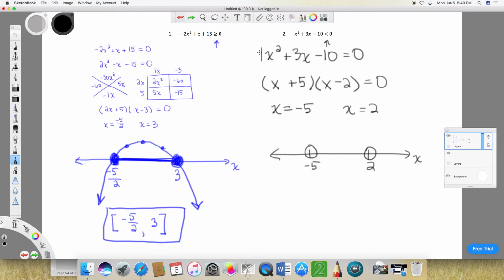This time the parabola, since the leading coefficient is positive, is opening upward. But this time I'm interested in the portion of the parabola that's below the x-axis. It says less than 0, so I'm interested in the x coordinates of all of these points that are below the x-axis, and that's strictly between them. So my solution set is from negative 5 to positive 2, excluding those endpoints.